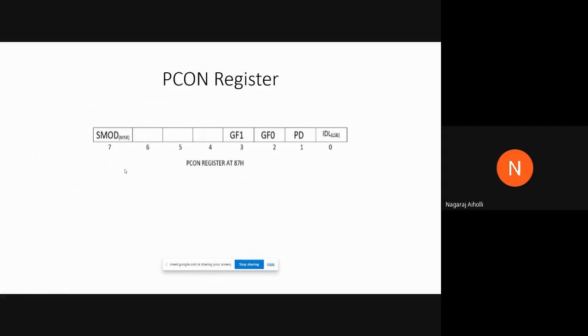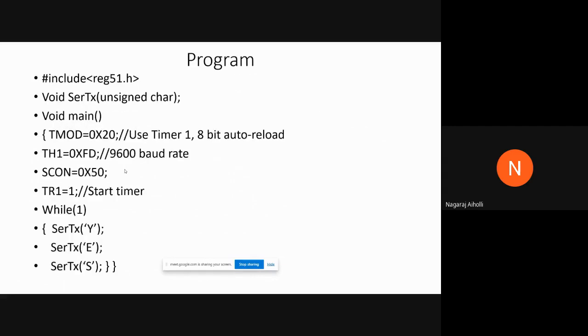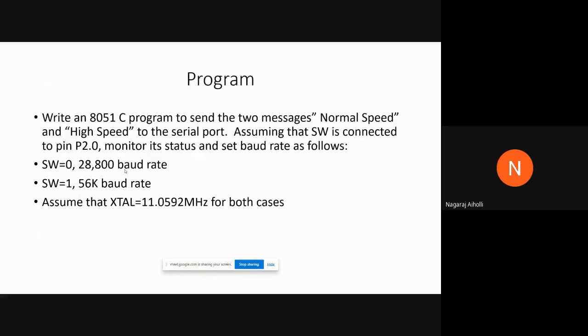So instead of getting 28,800 baud rate, we'll get 56k baud rate. 56k baud rate or 56,000 baud rate. That is why we are ORing the PCON value with 0x80. PCON is equal to PCON OR 0x80 for high speed of 56k or 56,000.